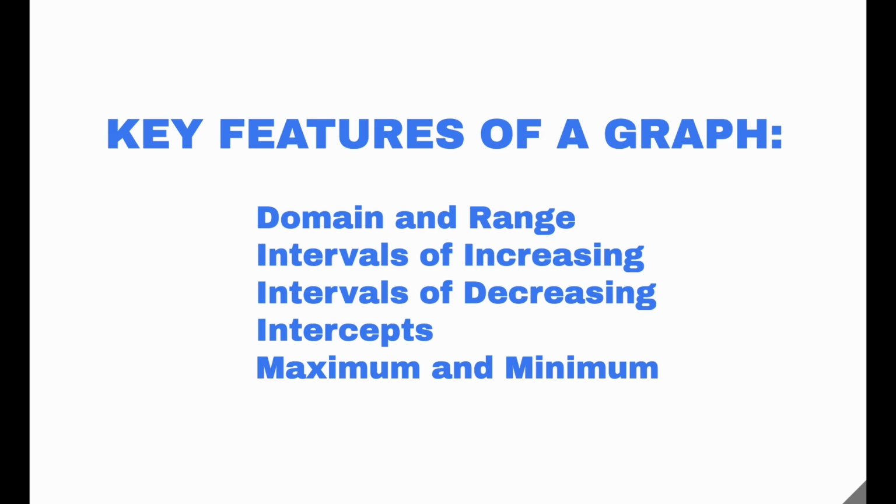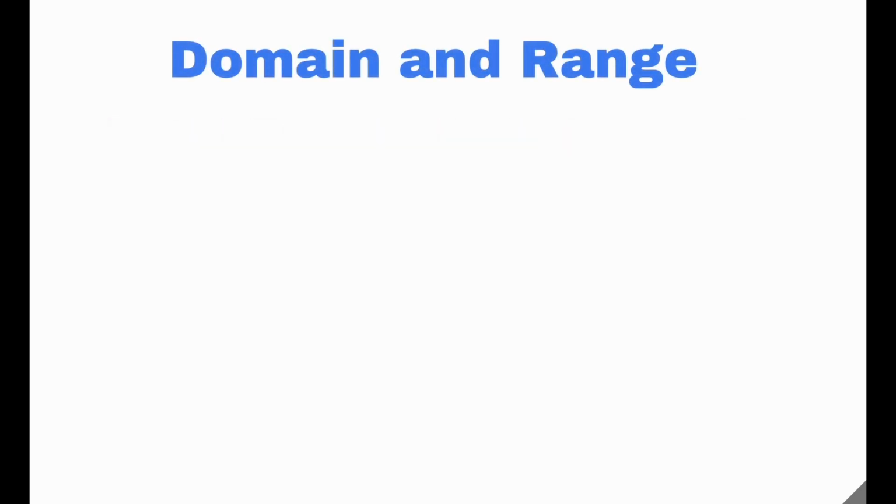Today we're going to be talking about key features of a graph, specifically domain and range, intervals of increasing, intervals of decreasing, intercepts, and maximum and minimum. So let's get into it. We're going to start off by talking about domain and range.